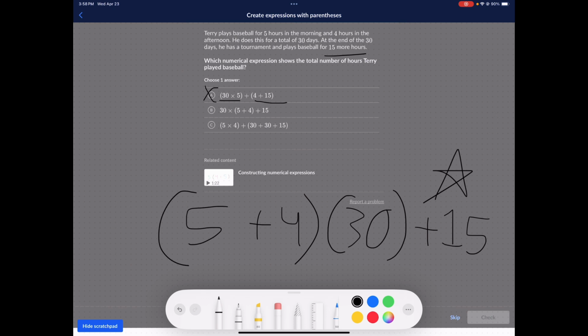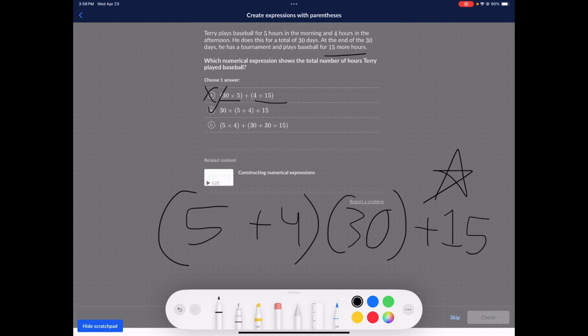Choice B, 30 times (5 plus 4) plus 15. Yeah, that's correct, because parentheses can also mean multiplication. Now, for PEMDAS, parentheses only apply if there is actually an equation. This 30 right here does require parentheses, but this equation and this are the same, because it doesn't matter if you put parentheses or not. You can, but you don't have to. So yeah, this is correct. I'm going to mark B right.